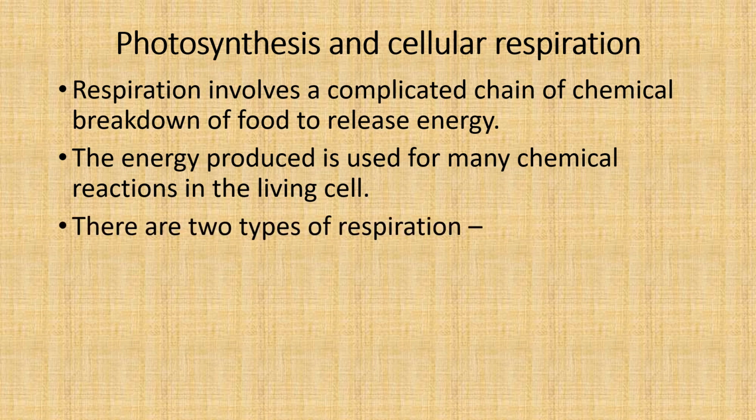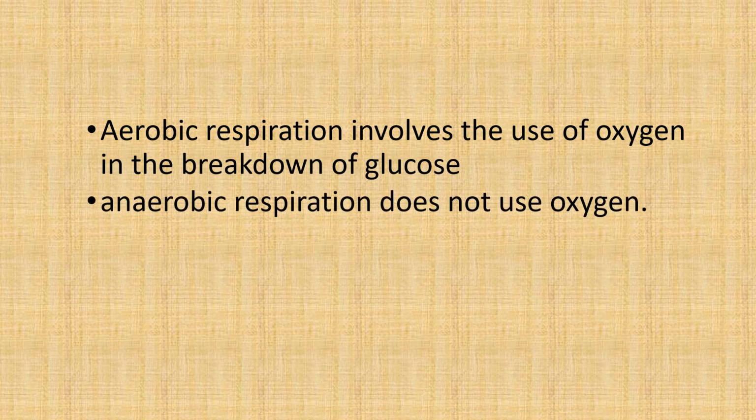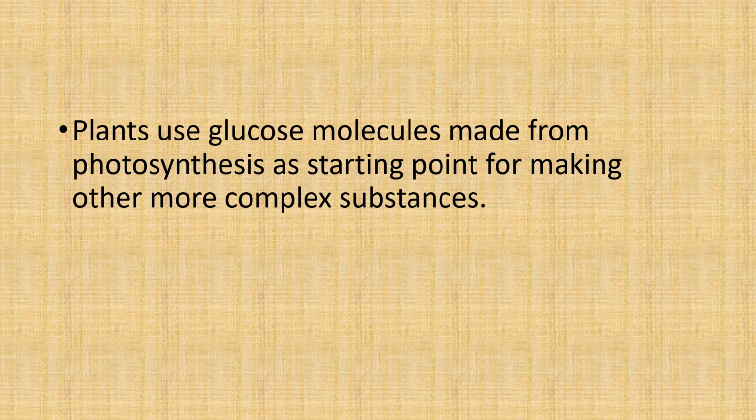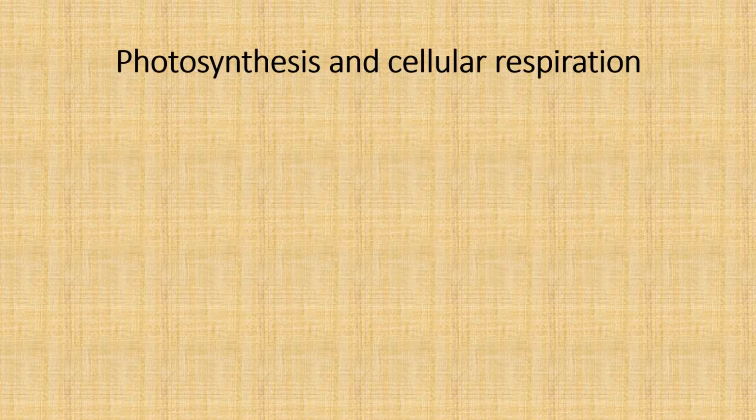There are two types of respiration: aerobic and anaerobic. Aerobic respiration involves the use of oxygen in the breakdown of glucose. Anaerobic respiration does not use oxygen. Here we will look at aerobic respiration in plants. Plants use glucose molecules made from photosynthesis as starting point for making other more complex substances. Respiration takes place in the cytoplasm and mitochondria while photosynthesis takes place in the chloroplasts.